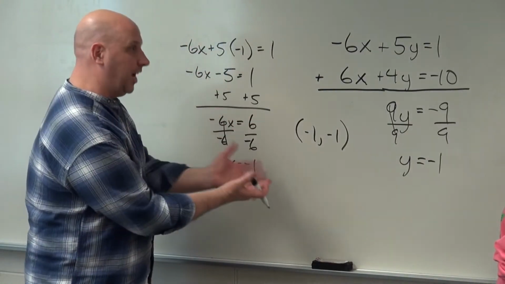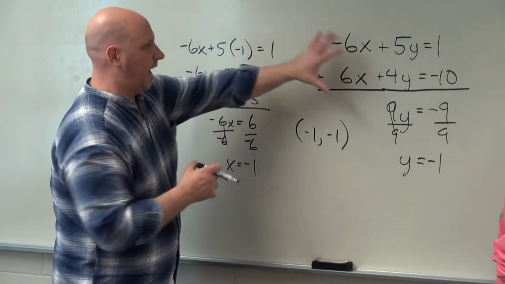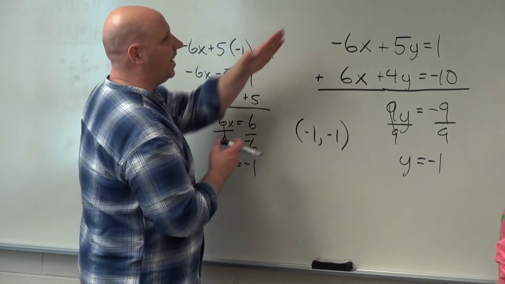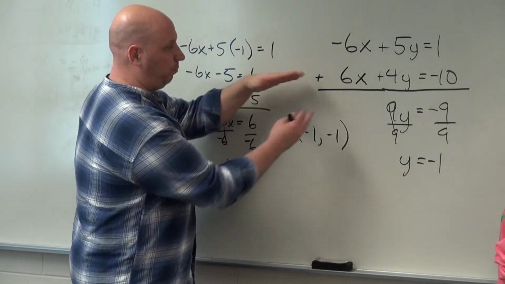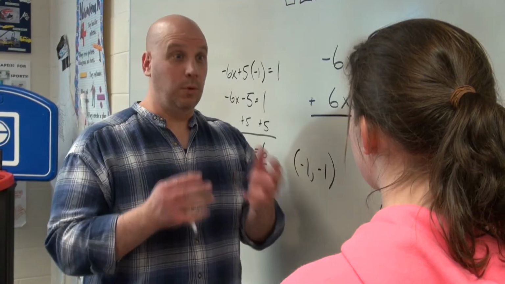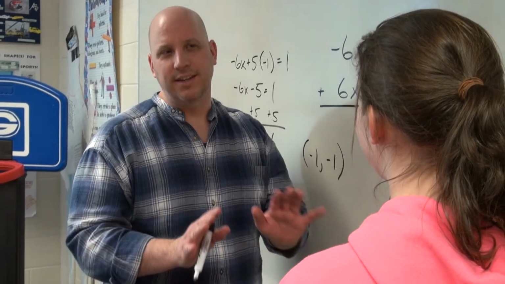And again, I would want to check that to make sure that it actually worked in both equations. Because if it worked for one, that just means it's on that line. In order for it to work for both, that's where the lines cross. That's pretty easy. All right, well, let's try one that you might not consider to be easy.